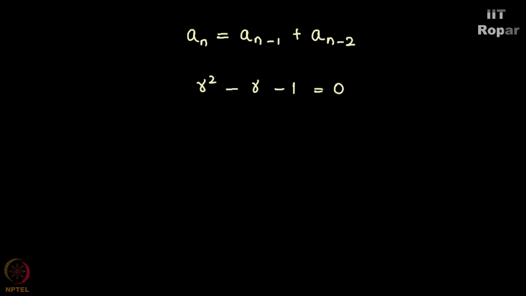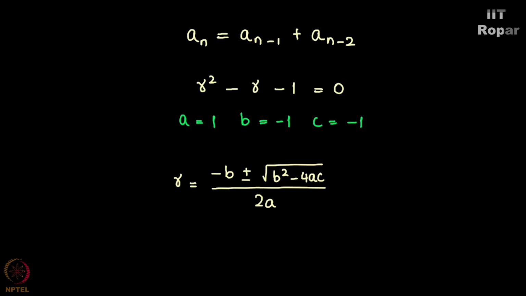And then we find out that this is a quadratic equation where the coefficients a is 1, b is minus 1, c is minus 1, and I plug in the formula minus b plus or minus square root of b square minus 4ac divided by 2a, and substitute for a, b, c, and I will get the root r is equal to 1 plus square root of 5 whole by 2, and the second root is, as I said, plus or minus square root of b square minus 4ac, which is 5 basically. So the second root is 1 minus square root of 5 whole by 2.